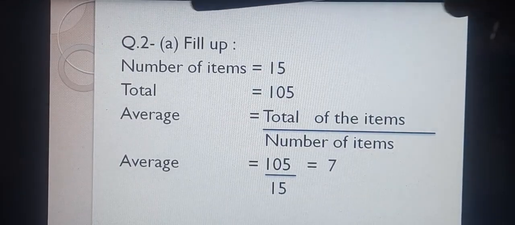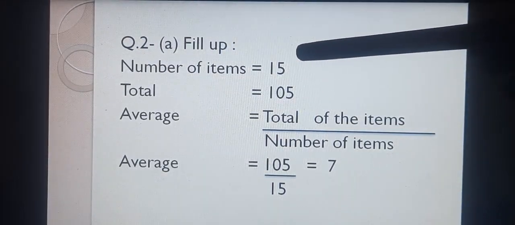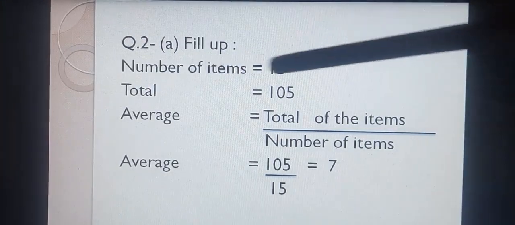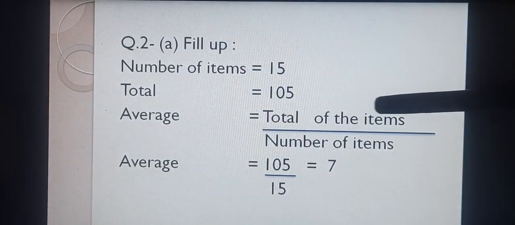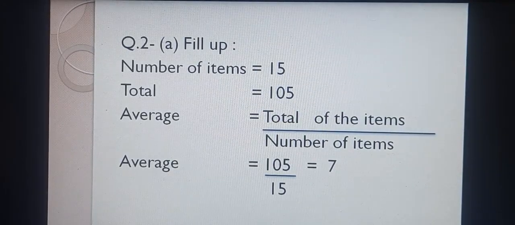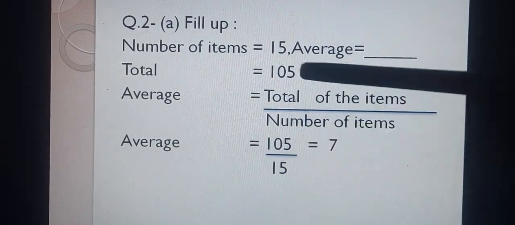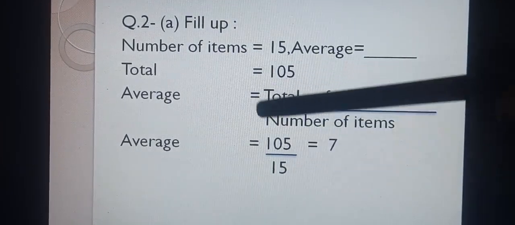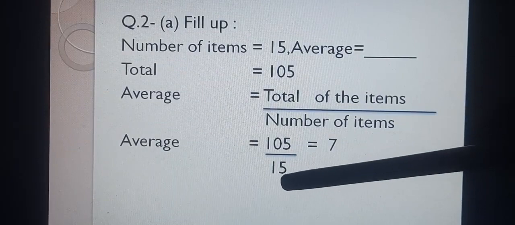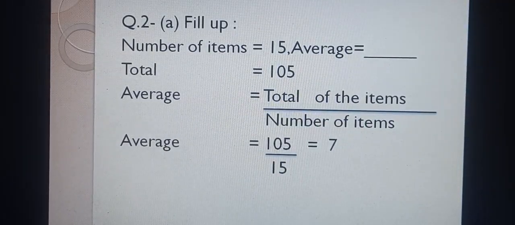Now question number 2, A part. It is also a fill-up. Number of items is given to us as 15 and total is also given, 105. We have to find out the average. So average is equal to total of the items divided by number of items. Total of the items is 105 and number of items is 15. So 105 divided by 15. 15 sevens are 105. So average is equal to 7.